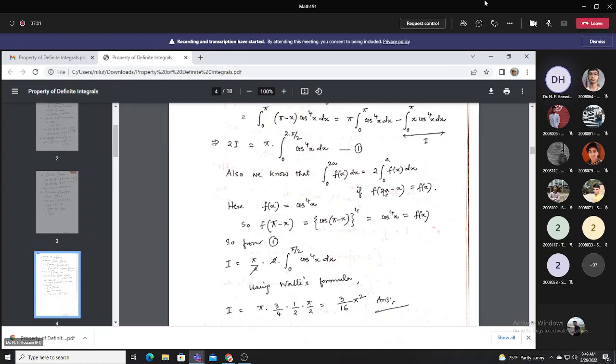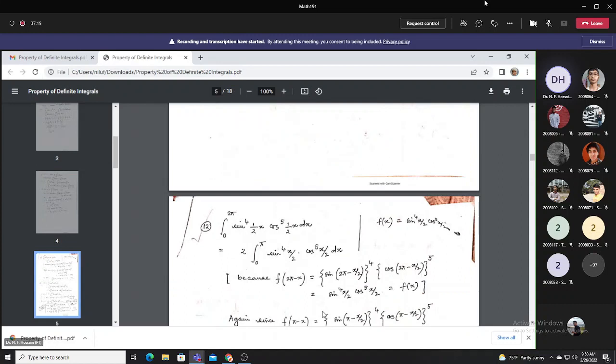In place of 2a, you have pi. So f(2a minus x) equal to f(x). So you can write 2I equal to 2 into pi into integral 0 to pi by 2 cos to the power 4x. Then you apply Wallis formula and get the result.